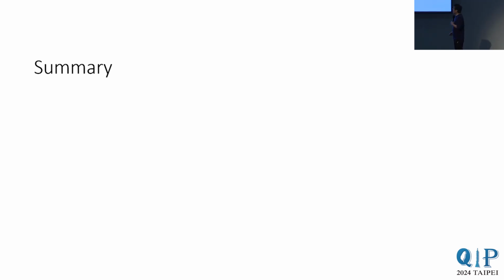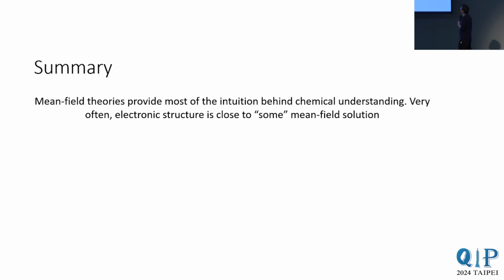If you want to know more of that story, I'll tell you after the talk. Okay, so to summarize, mean field theories are theories which provide most of the intuition behind chemical understanding, and very often, really more often than not, it's surprisingly so the case, electronic structure is qualitatively very close to one of your mean field solutions. It may not be the mean field solution that the mean field is telling you is the lowest energy solution. It may be another solution, but in my experience over 30 years of doing this, we always want to see something very exotic. It kind of excites you as a theorist, but almost all the time the answer is the least exotic answer in physical problems.